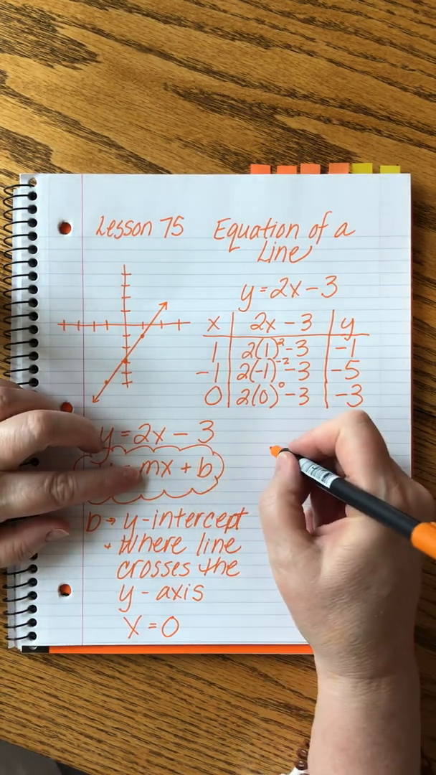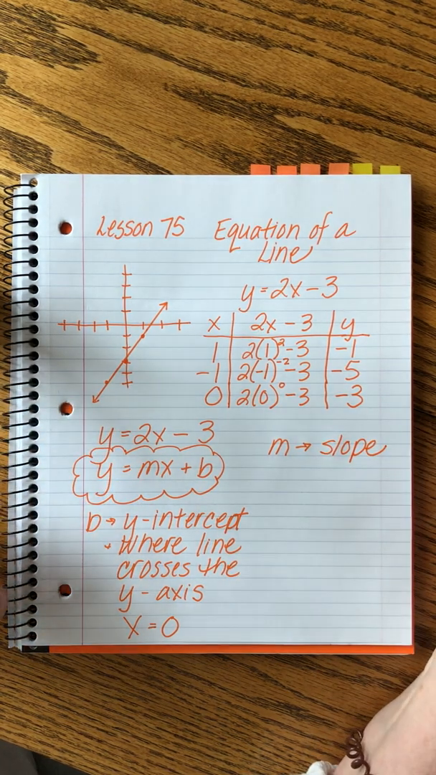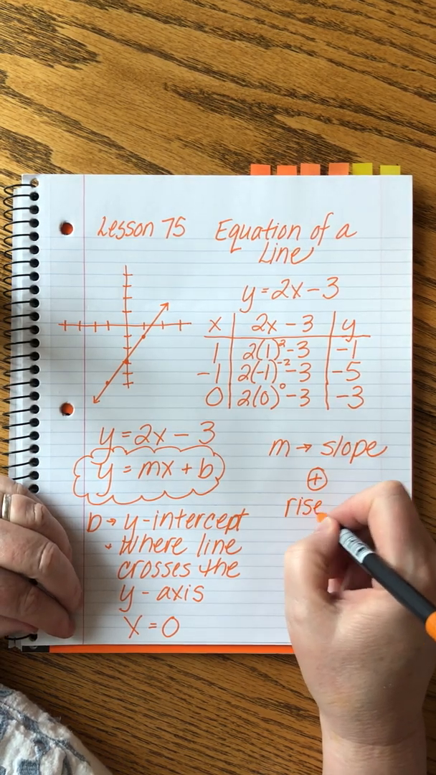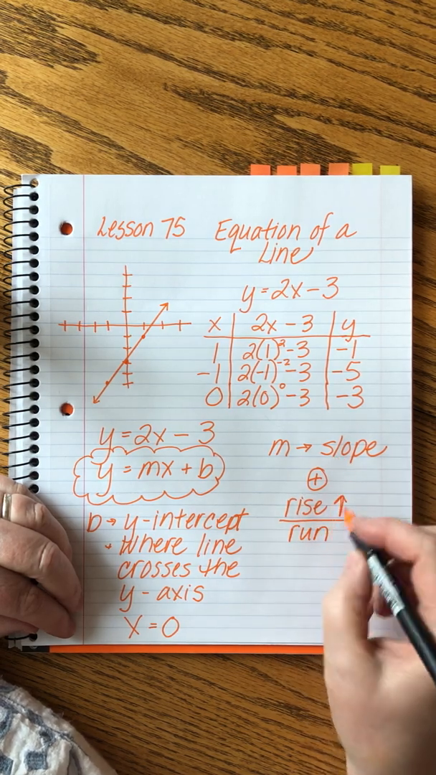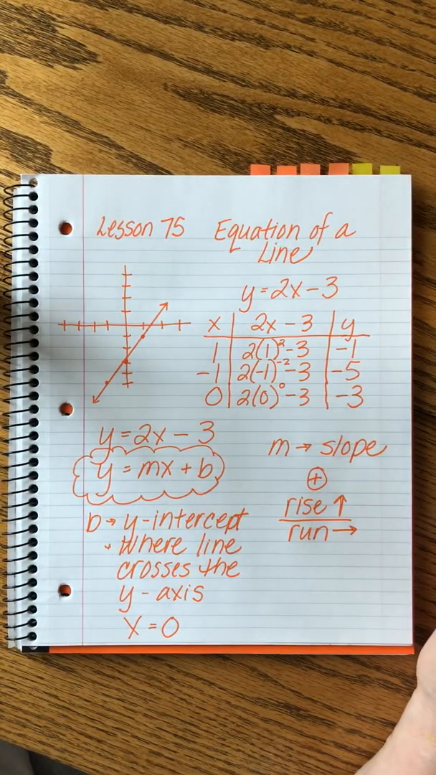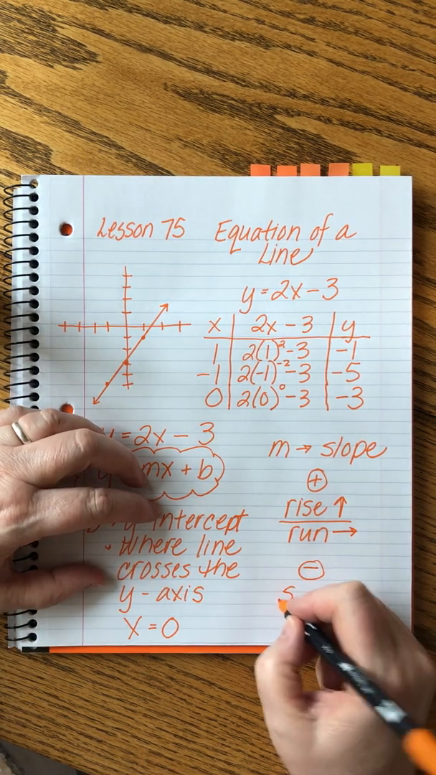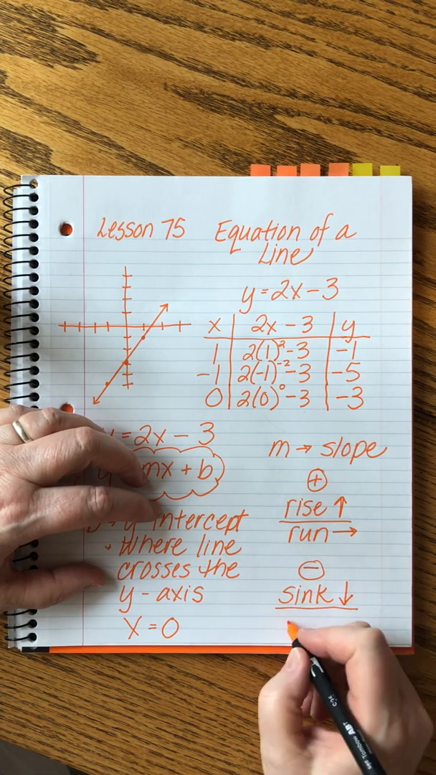Now what about this m number? M is what we call the slope. If m is a positive number, we calculate it as the rise over the run. The slope becomes like a little treasure map that takes us from the y-intercept to the next point, and it gives us 2 points to draw a line. I'll show you what I mean in just a minute. If the slope is negative, it behaves in a similar way, but this time instead of rising, we call it the sink over the run.